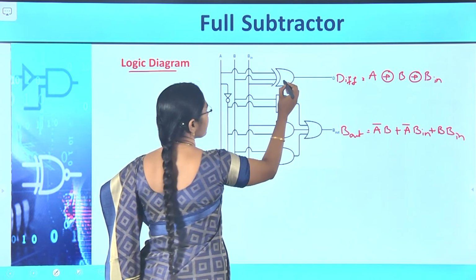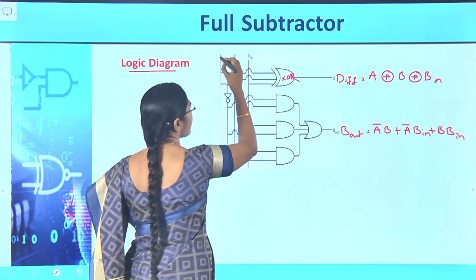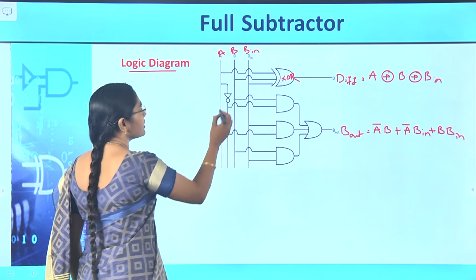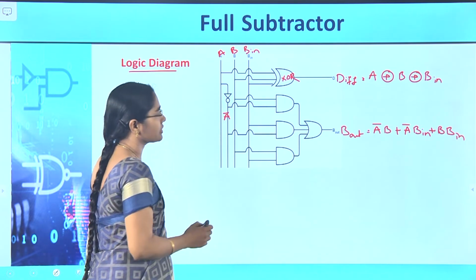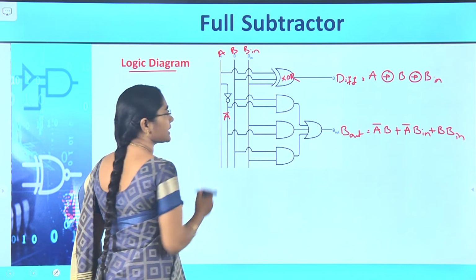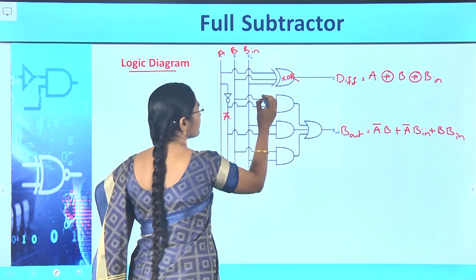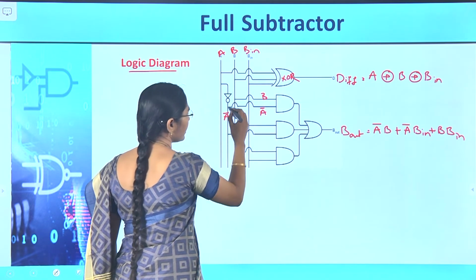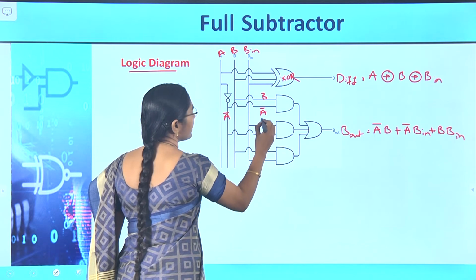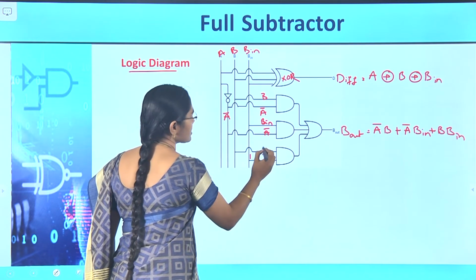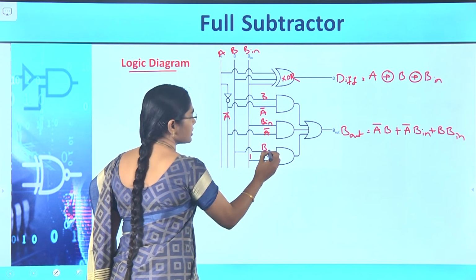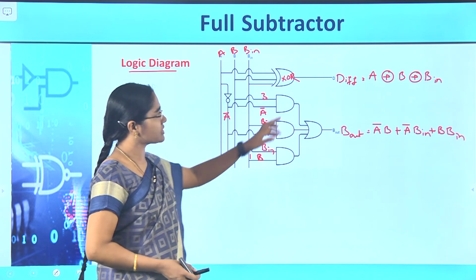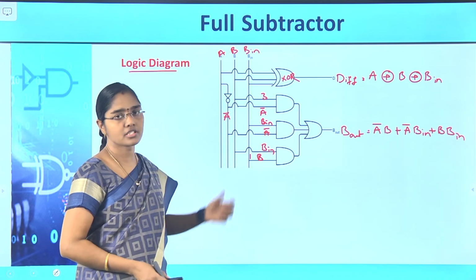See, A XOR B XOR B in: one XOR gate is used. So, inputs are A, B and B in. And one inverter is used to get A bar. Then for getting the borrow out, three AND gates are used, that is A bar B. The first one is B and A bar, and it is A bar and B in, and the next AND gate is taking inputs B in and B. Okay. So, using the basic equations of difference and borrow, it is called the basic logic diagram.